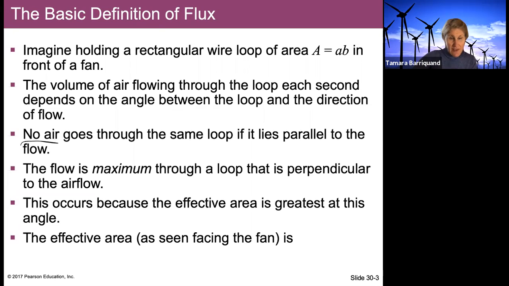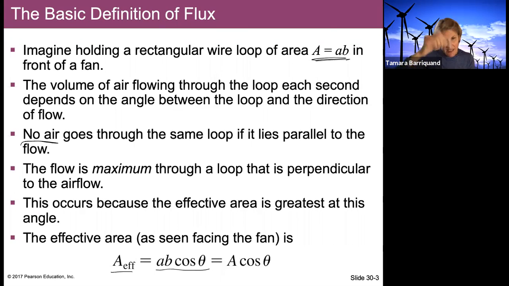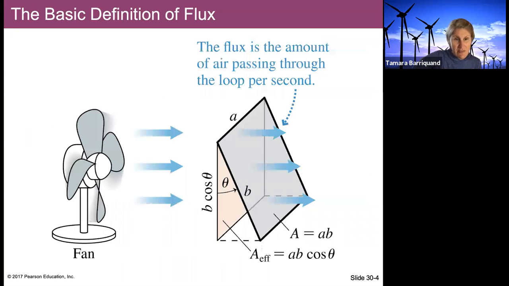So the effective area, as seen facing the fan, will be A effective equals AB cos theta, which in this case will be A, where A is the area, the sides of our loop A times B, times cos theta. Here's the image of that. So here's our fan, and if we take our wire loop, put it in our fan, and change the angle of that wire loop, it's this angle that's going to determine how much of the air actually goes through our wire loop. So the flux in this case, we define as the amount of air passing through the loop per second.